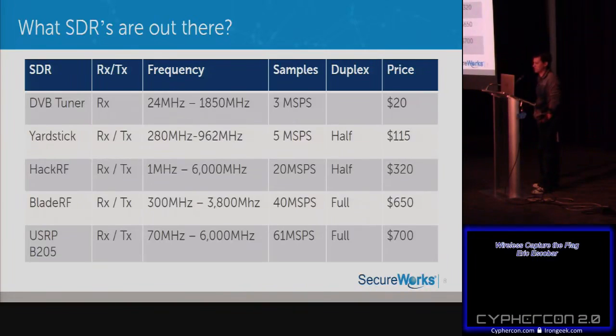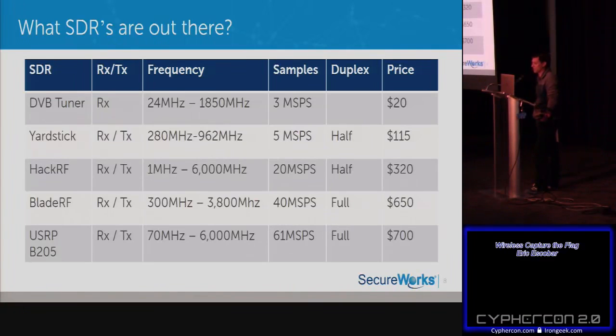It's cheap and easy to use, and there's a ton of tutorials on how to plug it in. Drivers, all that stuff is really well supported. The next one on the list is the YardStick. For $115, it's another entry one, and this one will allow you to transmit. It doesn't have a super stellar frequency range, 280 to 962 megahertz, and it's only half duplex. So again, you can only listen or talk at a time. You can't do both.